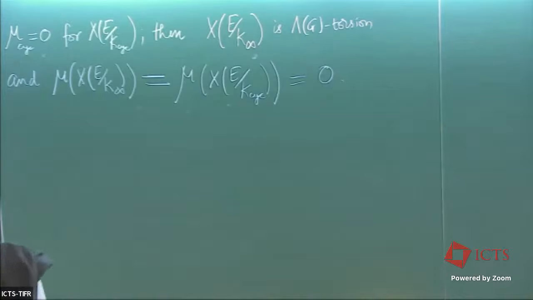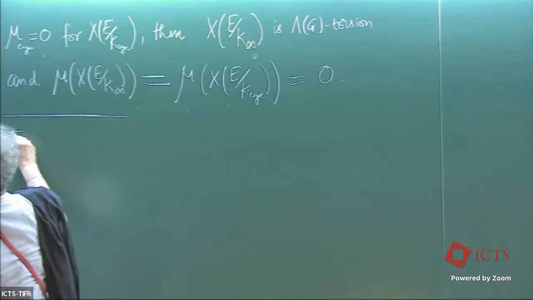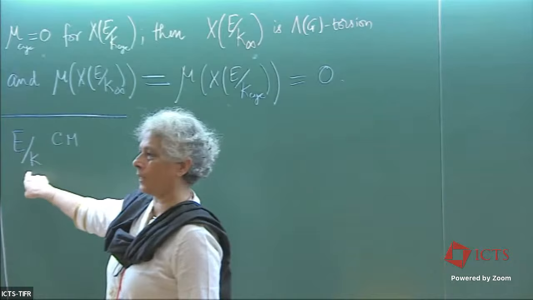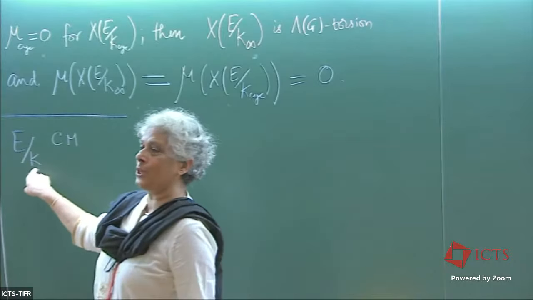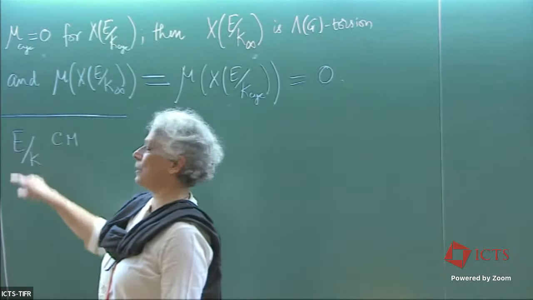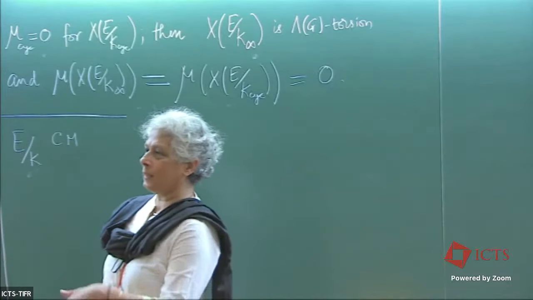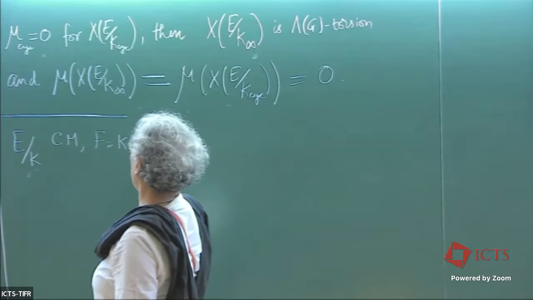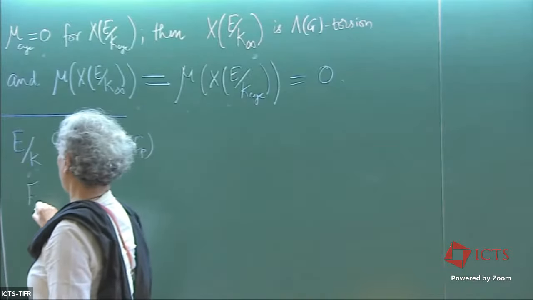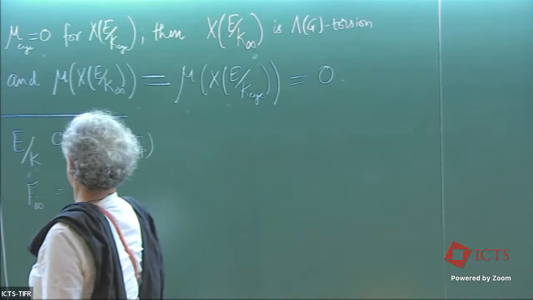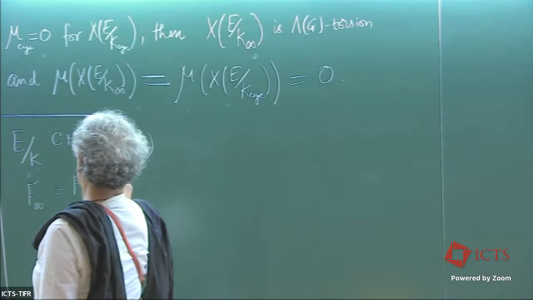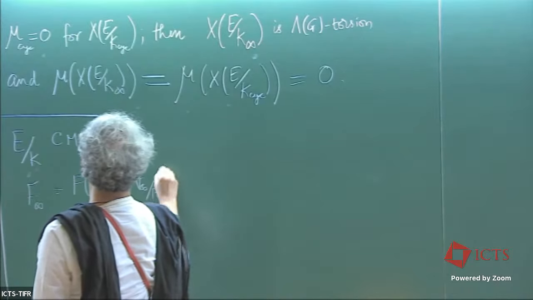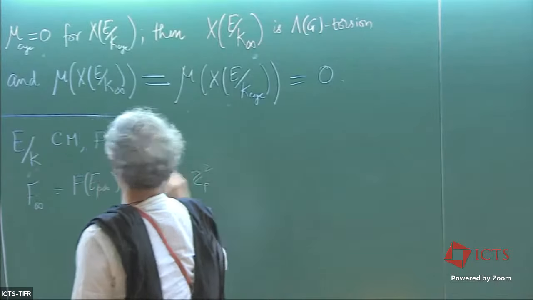You can ask, so let's look at E over K. Let's take the CM case. So CM by an imaginary quadratic extension, and then O_K is the ring of integers of endomorphisms of E. And then you go to F where you attach the p division points, K of E[p], and then you have F infinity, which is F of E[p infinity]. So then the Galois group of F infinity over F is isomorphic to a Z_p^2 extension.